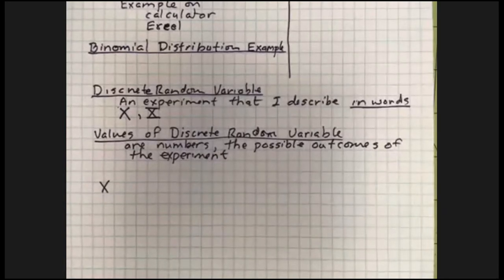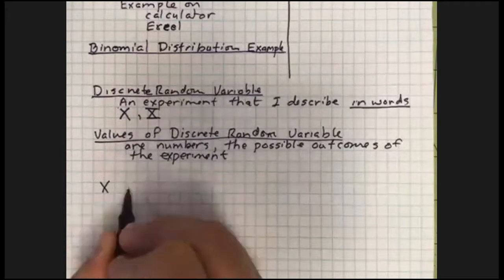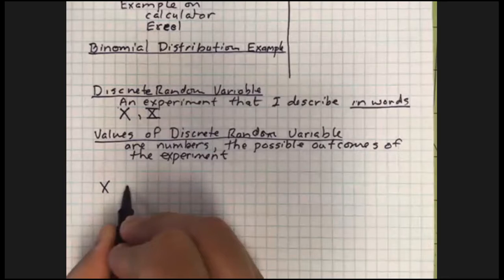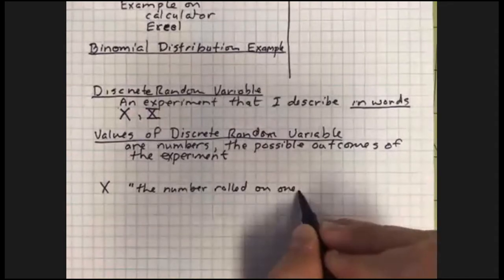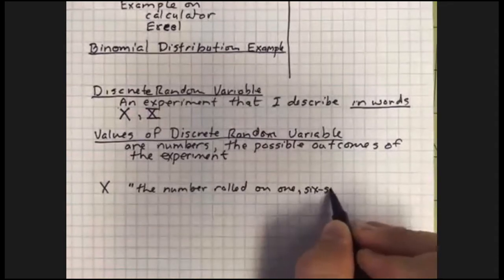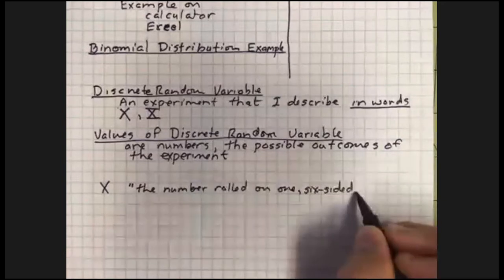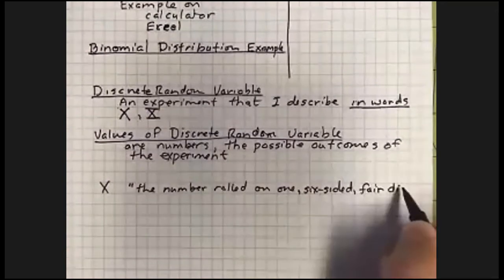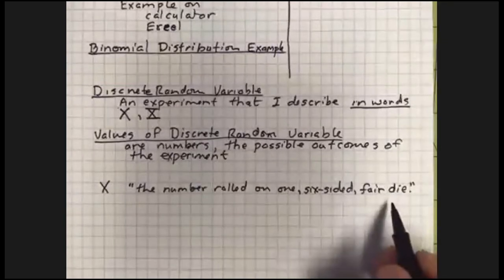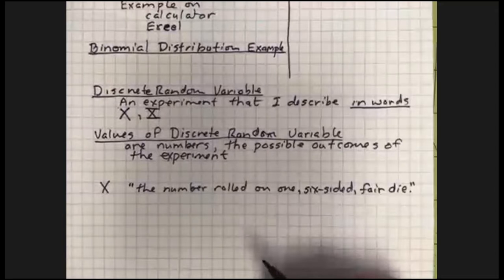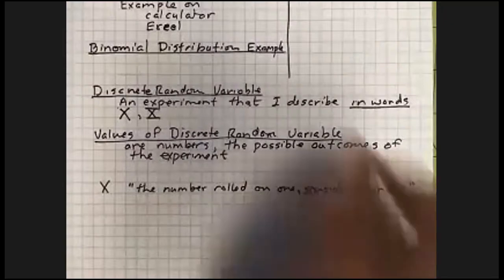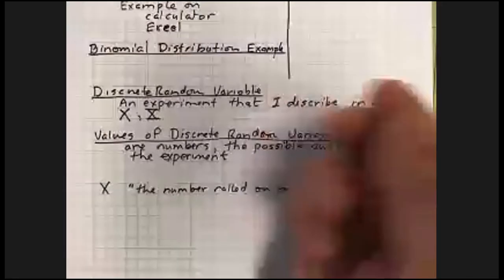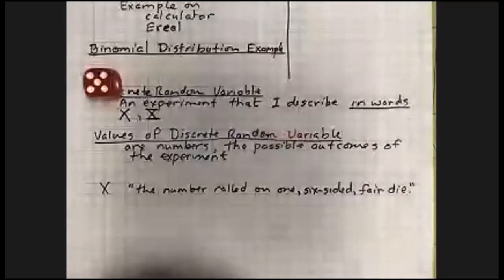Let's let X be the discrete random variable called the number rolled on one six-sided fair die. And I appeal to dice, cards often because there are things that we can hold in our hands and do. So when I say to you, the number rolled on one six-sided fair die, then you know what I'm talking about. You can pick up a die, you can roll it, you can find out what number you get.